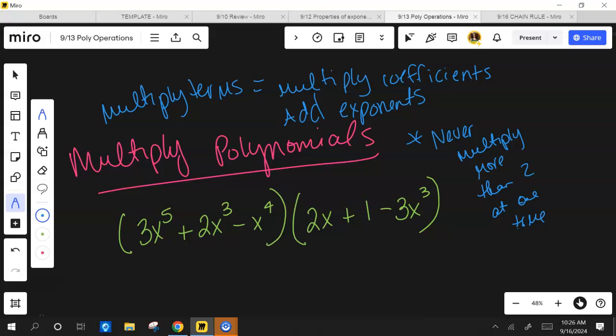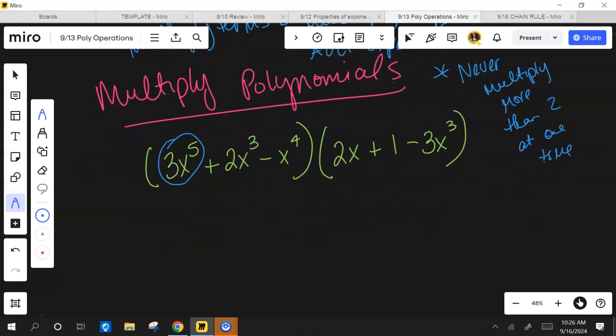All right, I'm going to start with the first term. Circle it. That first term has to touch every single term in the second parentheses. It's got to distribute to everything. So here we go. Blame Grayson, he's the one that came up with this. 6x to the 6th. Is it really hard? No, it just takes a long time. All right, now to the next one.